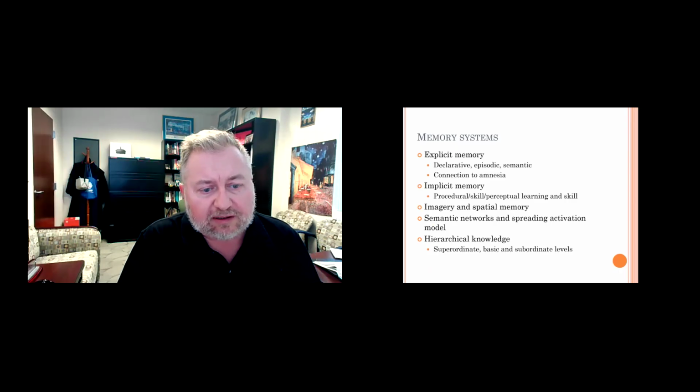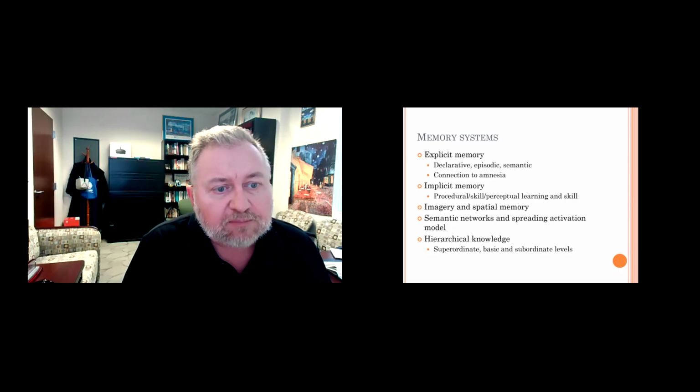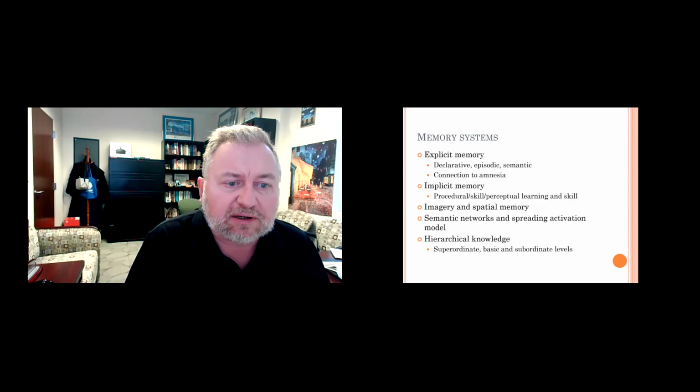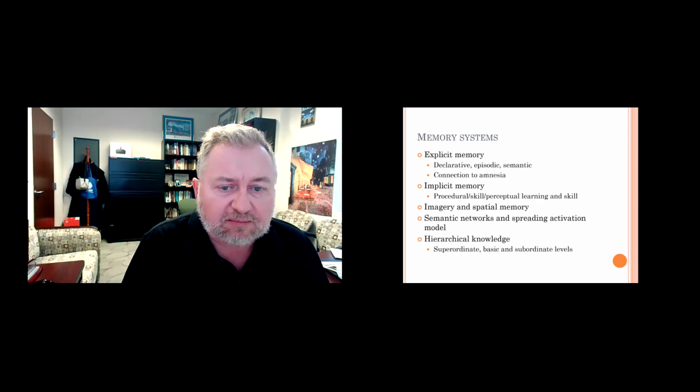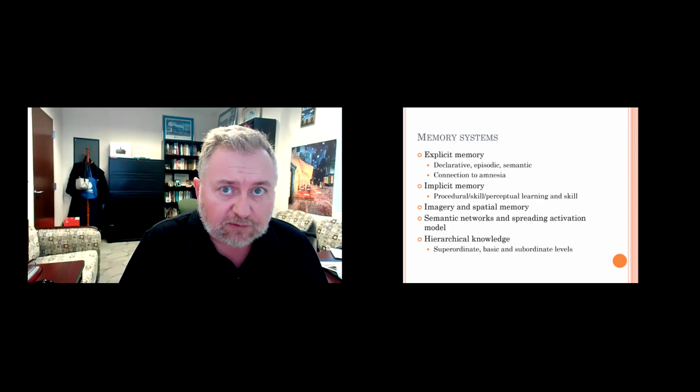Next up, the next chapter was on memory systems. So this is chapter 7, I think. So different kinds of memory systems. We've mostly talked about the difference between explicit and implicit memory, what kinds of subtypes there are. So under explicit memory, we see here we have the declarative, episodic, semantic. We also talked about amnesia here, right? So one example was the patient HM who had his hippocampus removed and therefore ended up with permanent anterograde amnesia.